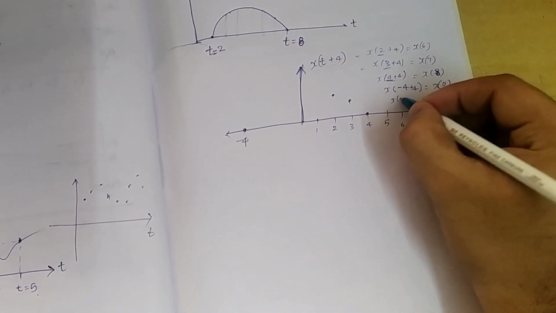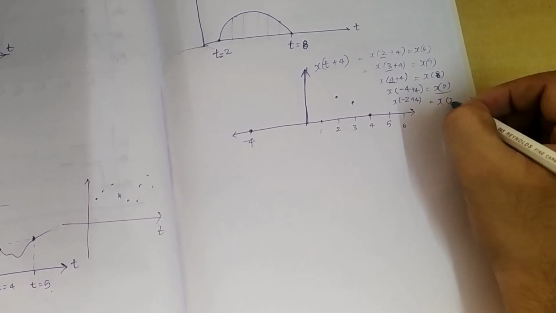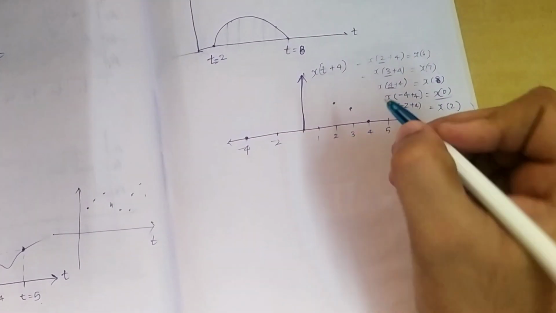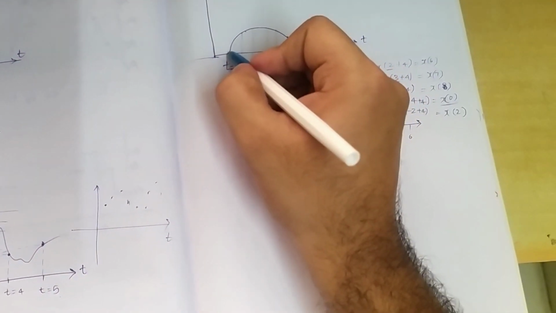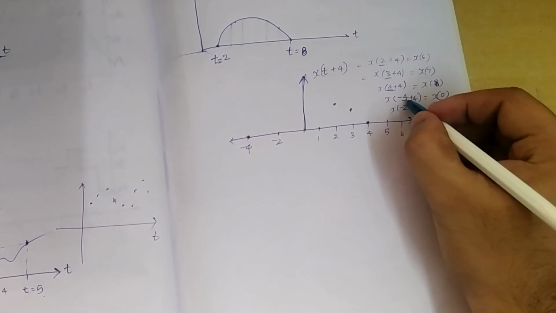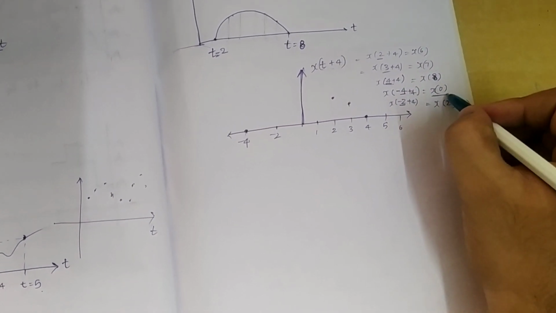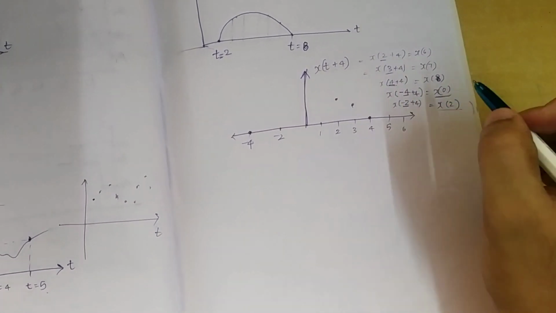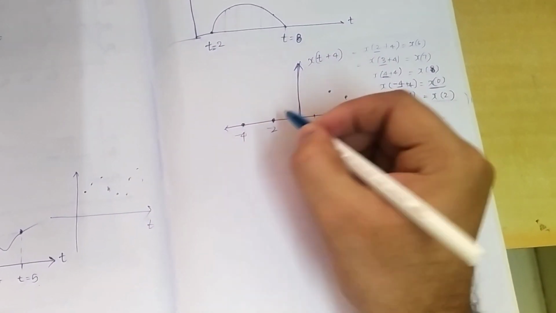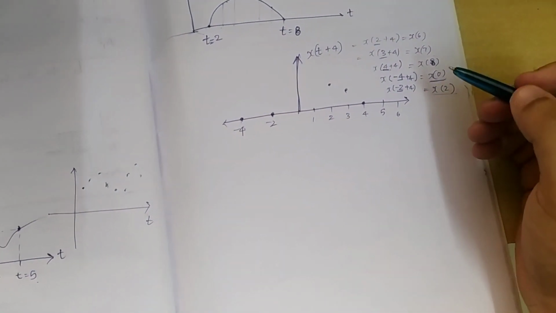If suppose it is x of minus 2 plus 4, it should be x of 2. So at x is equal to minus 2, I am supposed to put something that is here at t is equal to 2. So when the t is equal to minus 4 or minus 2, I am supposed to put whatever is there in x of 0, x of 2, those values I am supposed to plot. So that 2 should be coming here. I hope you are able to understand whatever I am trying to tell.